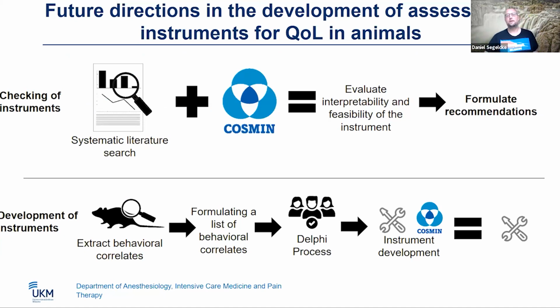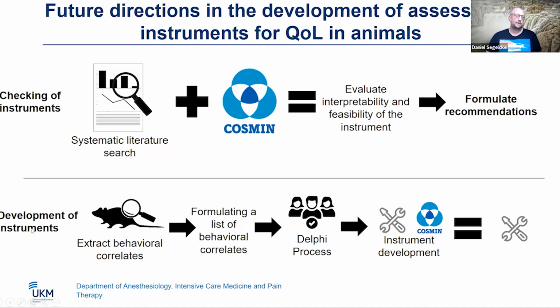We have 2 different sides. One side is the checking of published instruments by systematic literature search, combined with the COSMIN assessment of these measurement instruments, and then we can evaluate the instrument by feasibility and so on, and we can formulate recommendations. For example, for the Grimace scale, we have a poor reliability with untrained observers, and here the formulated recommendation could be that we need trained observers. We must train the observers to detect the different Grimace scales.